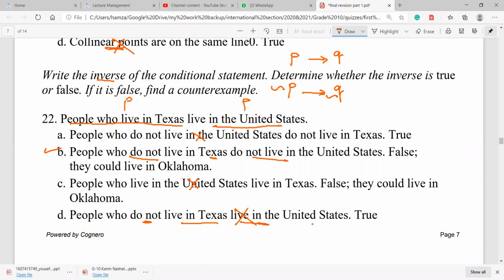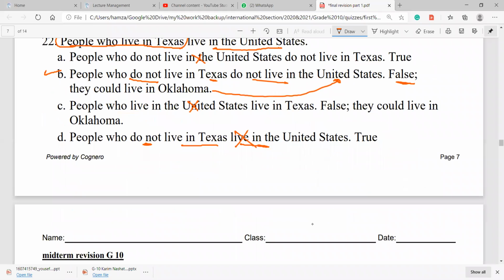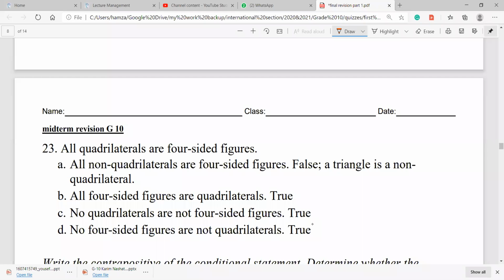People who do not live in Texas. So we keep the same sentence at the beginning, but we write it in negative form. People who do not live in Texas do not live in United States, and this statement is false. Give me a counterexample, because they could live in Oklahoma. So they do not live in Texas, but they still live in the United States. Okay, guys. So we will complete, inshallah, next week from this question 23, inshallah.